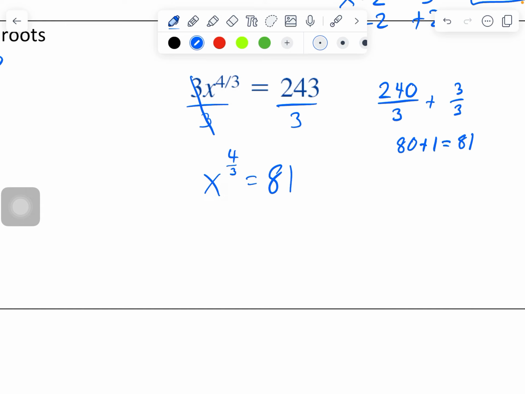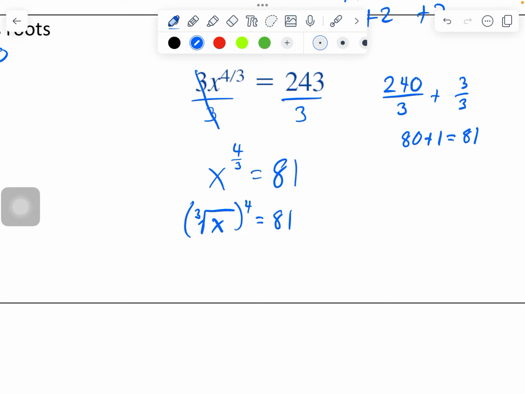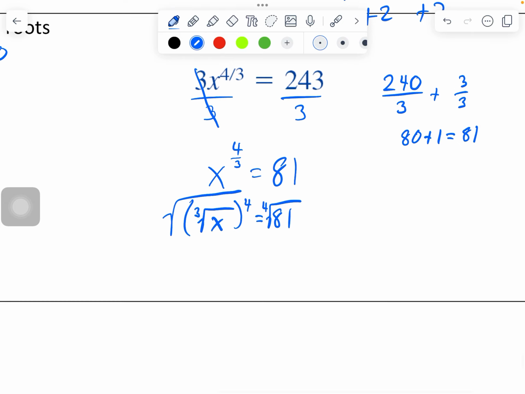Now what I would suggest here is rewriting this in a form you're more familiar with. X to the 4/3 power is the same as the cubed root of x to the 4th. Or if you don't like it there, if you've been practicing writing it on the outside, that would be easier for this problem. The reason is that we can undo a 4th power by taking the 4th root of both sides. So now the fourth root and our fourth power are going to go away.